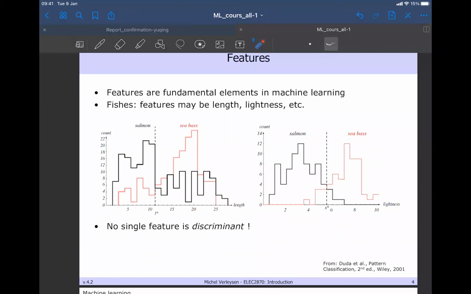You see, I could have a sea bass that is here, because there are some sea basses too that have quite dark skin. With my machine or with my criterion, I would say, no, it's a salmon because I'm below this threshold. But this is an error. So just looking at one single feature is not enough. I have to combine the lightness with the length and maybe a lot more features.